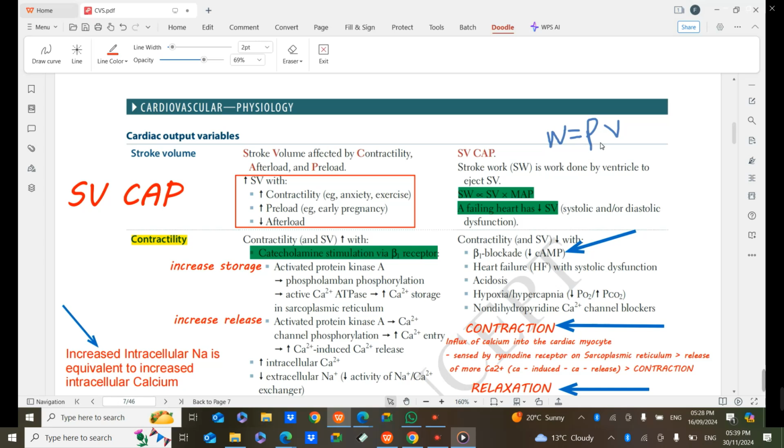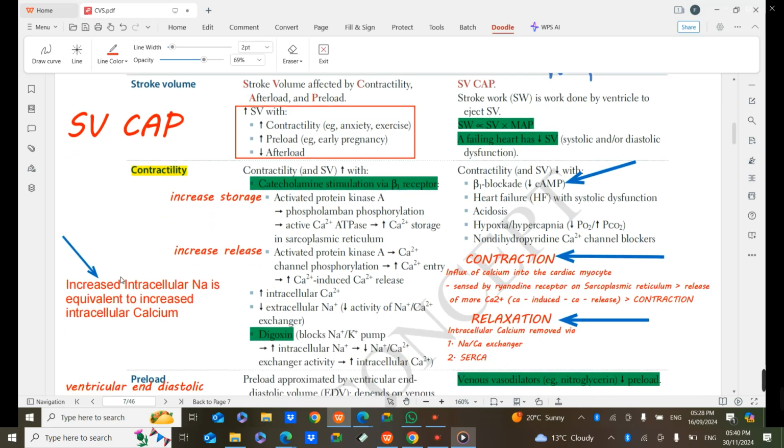So work done is equal to pressure multiplied by volume. This will help you to understand what is going on. A failing heart has reduced stroke volume because it can't push blood out. So that's that about stroke volume. You don't want to forget contractility, preload, and afterload.